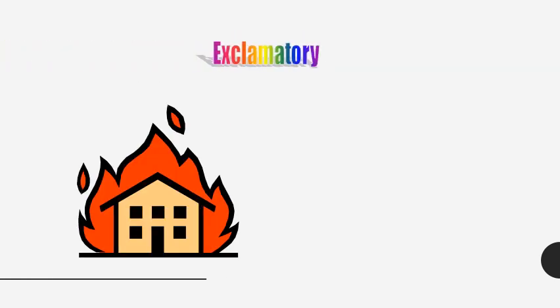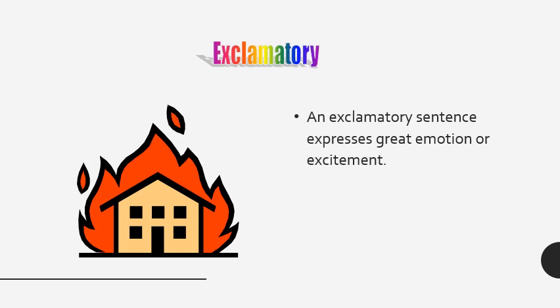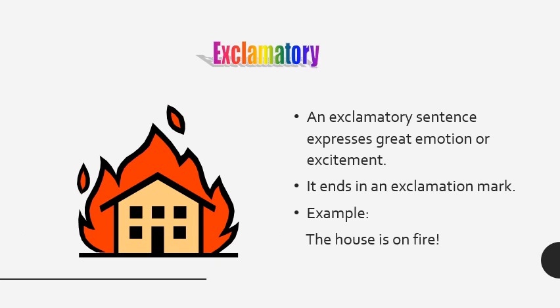The third type is the exclamatory, which is related to exclamation. An exclamatory sentence expresses great emotion or excitement. Feelings. When we say emotion, we mean feeling. It ends in an exclamation mark. Example: the house is on fire. This sentence expresses fear. So the feeling here is fear. The house is on fire. I have to put an exclamation mark at the end of the sentence.